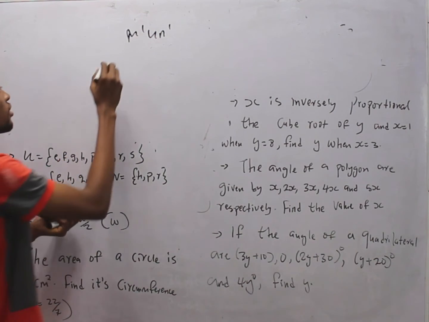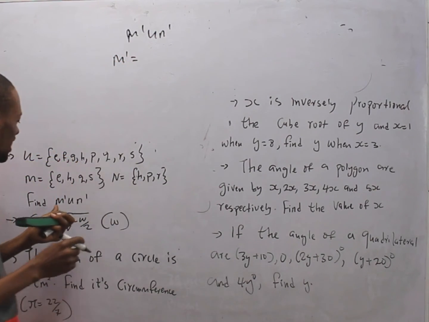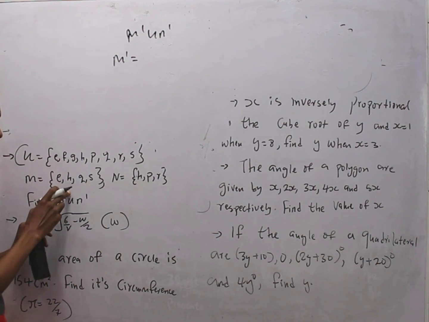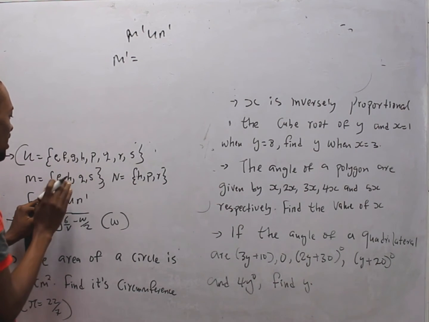M prime is simply what is in the universal set that is not in M. That is M prime. So look at M, look at the universal set. What is here that is not here?